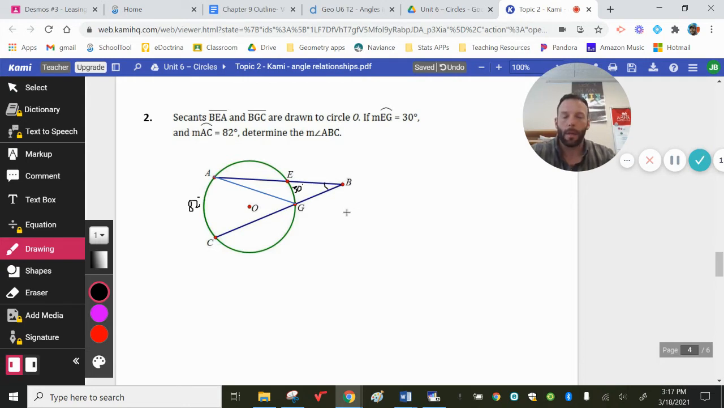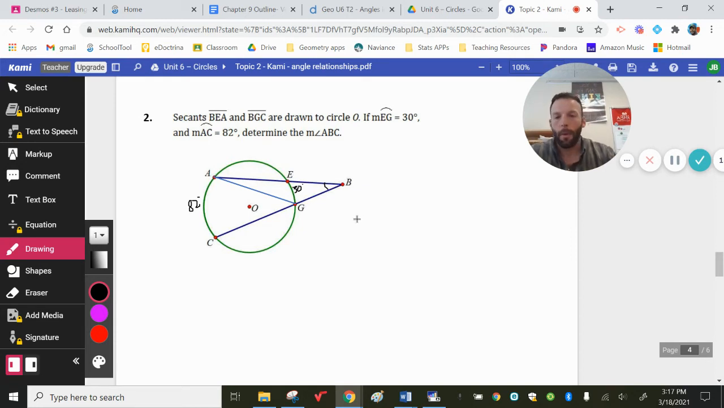Now, one thing I notice is that the angle B is an angle that's outside the circle, but also inside of a triangle. Do you see the triangle that angle B is inside of? If you can find the other angles in that triangle, then you can find the measure of angle B, because we learned a long time ago that the three angles of a triangle always add up to 180.